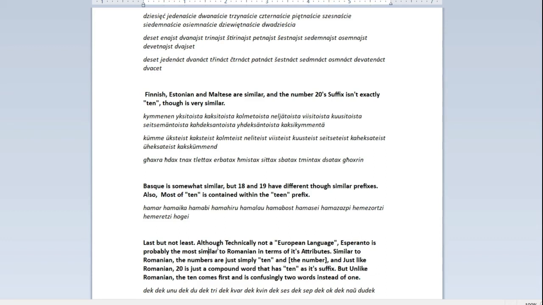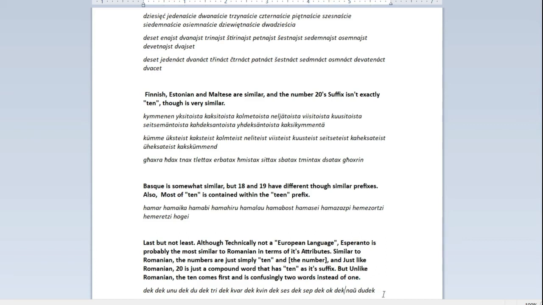So it didn't make sense for me to put it in the same category as Romanian. But yeah, as you can see, we have Dec Unu, right? Dec Unu is 11. It's just 10, 1. Dec Du, Dec Tri, Dec Kvar, all the way up to Dec Nou, and it's just all 10 and then the number, and that's it.